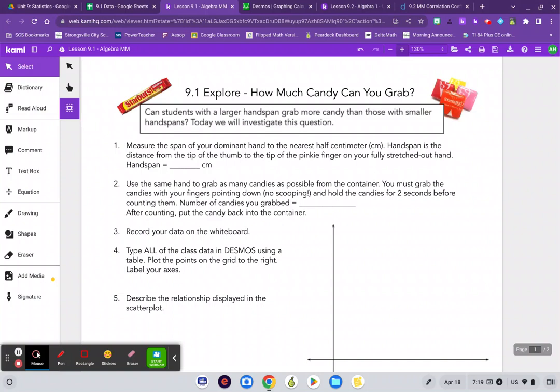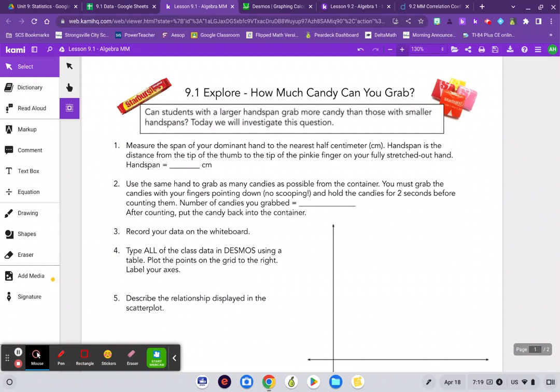Using a ruler, they measured the distance from the tip of their thumb to the tip of their pinky on their fully stretched out hand, and then they recorded their hand span. Then I had them use that same hand to grab as many Starbursts out of a bag as possible. They had to grab the candies with their fingers pointing down, so there was no scooping.